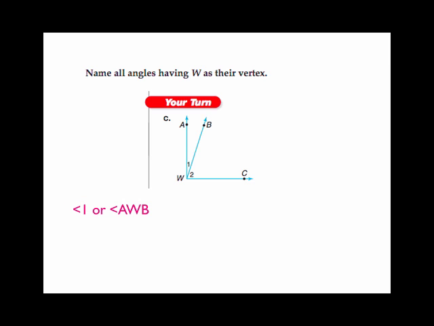We have angle 1, which could also be called angle AWB, angle 2, which can be called angle BWC, and we have the larger angle AWC. Again, we could reverse the order of the letters, and so we might find 3 more names for the different angles.